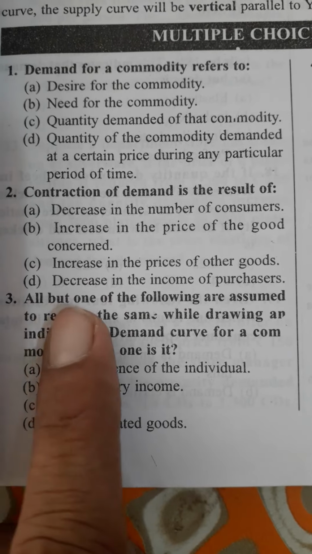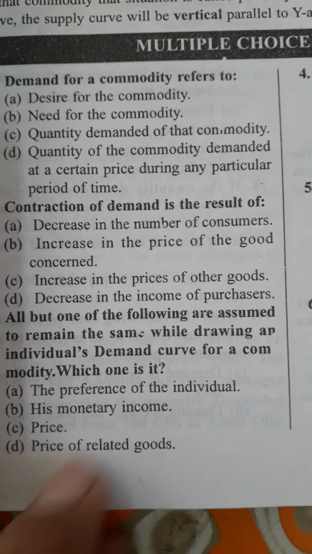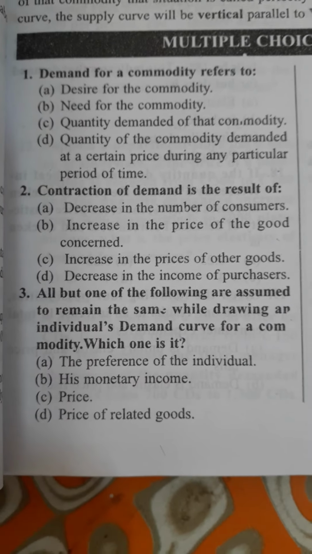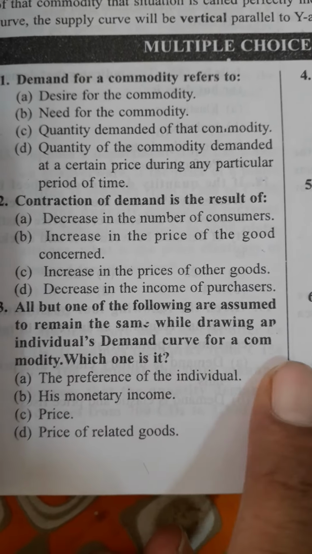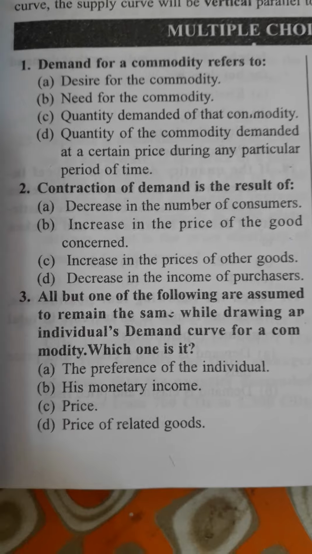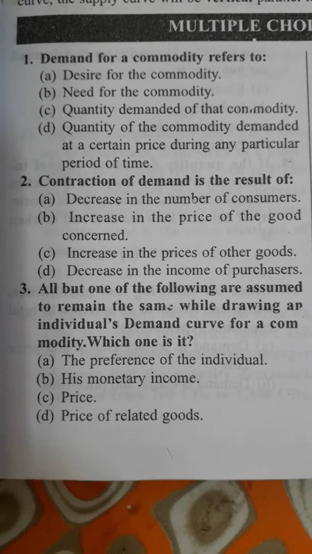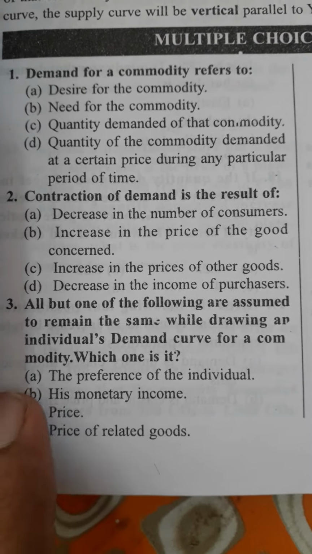Third one here is: all but one of the following are assumed to remain same. That means only one variable here varies and the others are constant. While drawing an individual demand curve for a commodity, which one is that? So, while drawing an individual demand curve, three of the options given would remain constant and only one variable varies. What is that? Let us see.